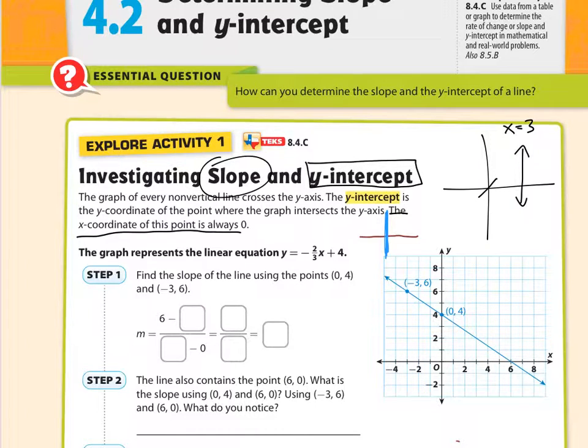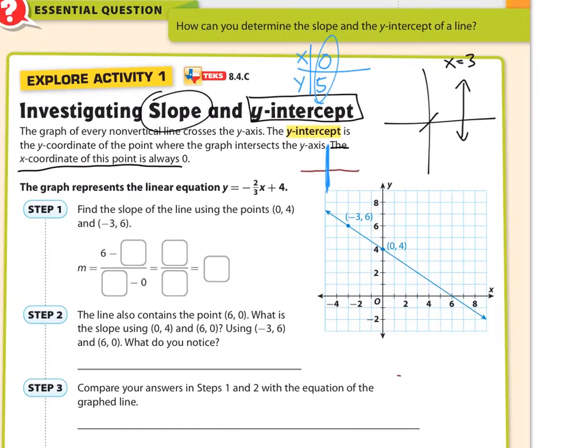So if we're looking at a table with x and y, and x is 0 and y is 5, I know right away that's my y-intercept. That's a good rule of thumb to know. It's going to help you out on some of the papers that we're going to be doing in here.